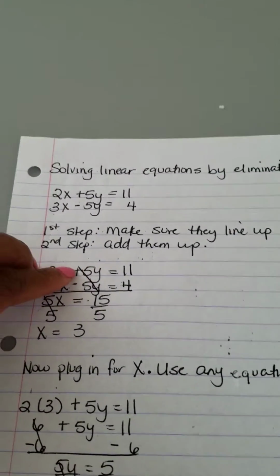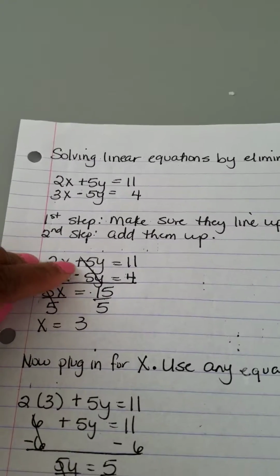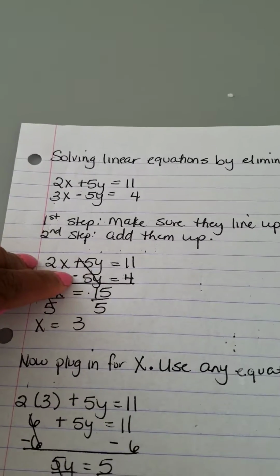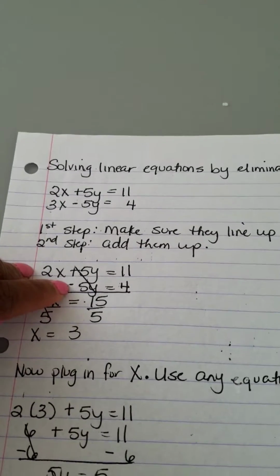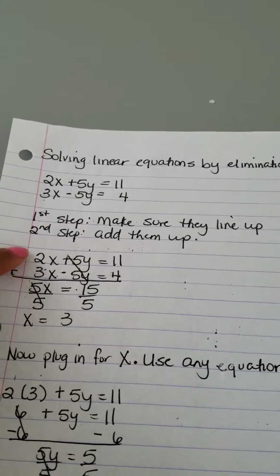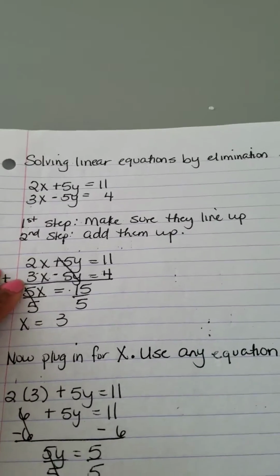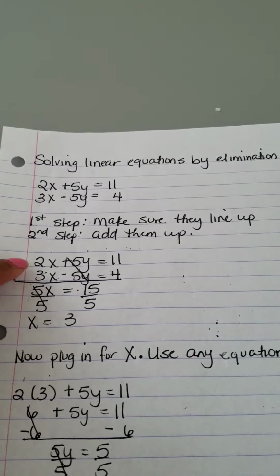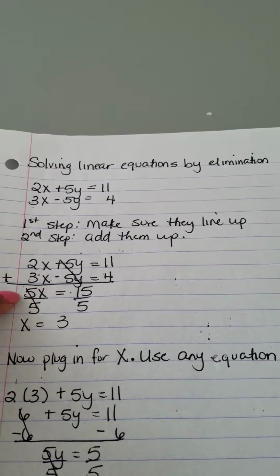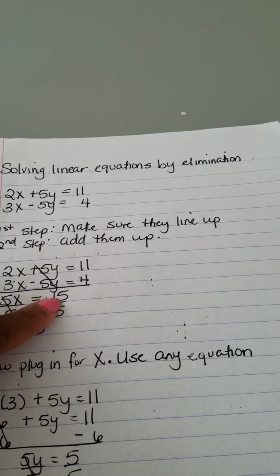As you can see here, this problem easily cancels out because you have a positive y and a negative y. So this easily cancels out. So we have 2x plus 3x, which gives us 5x. 11 plus 4 gives us 15.